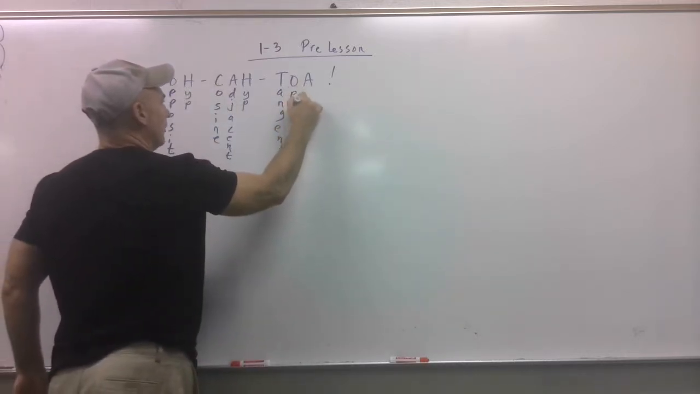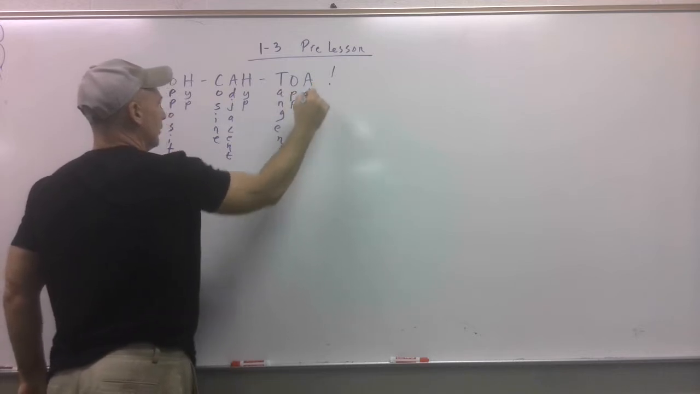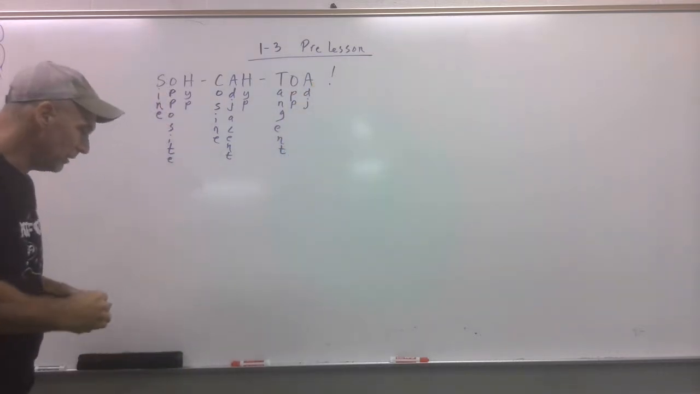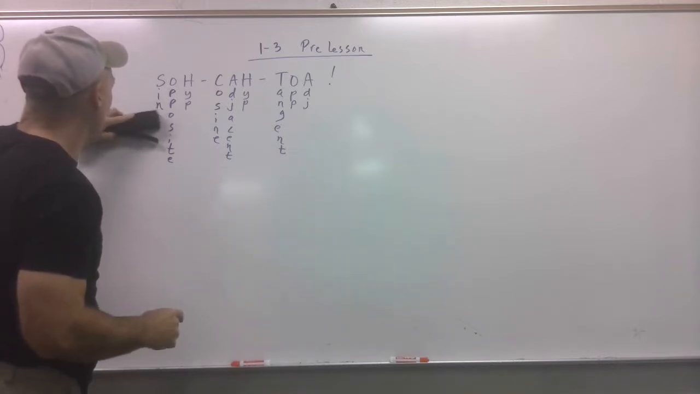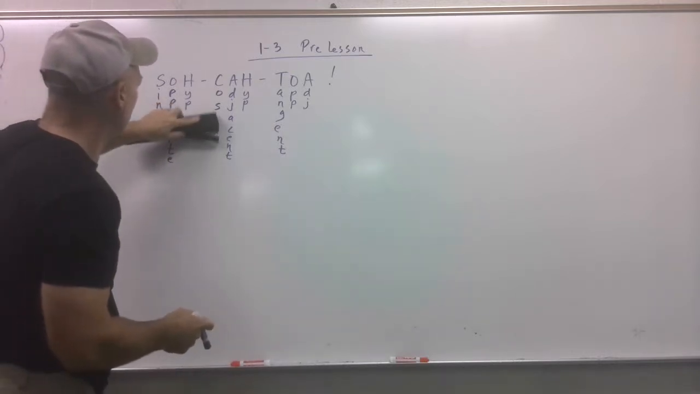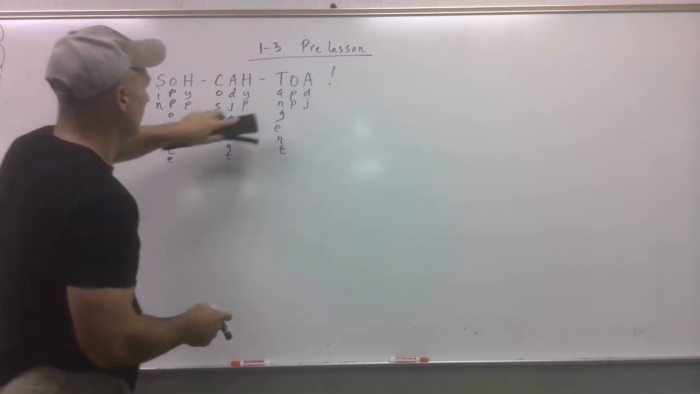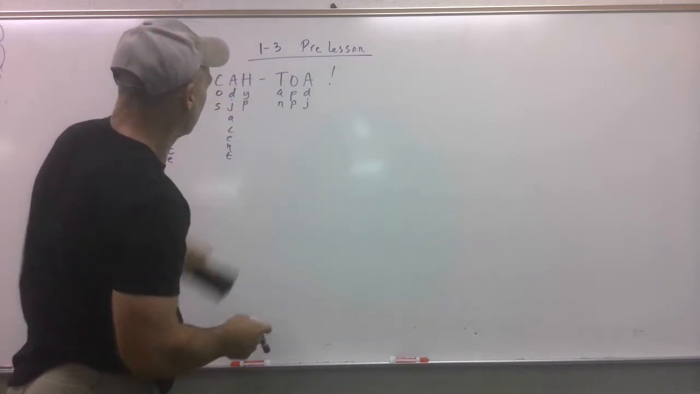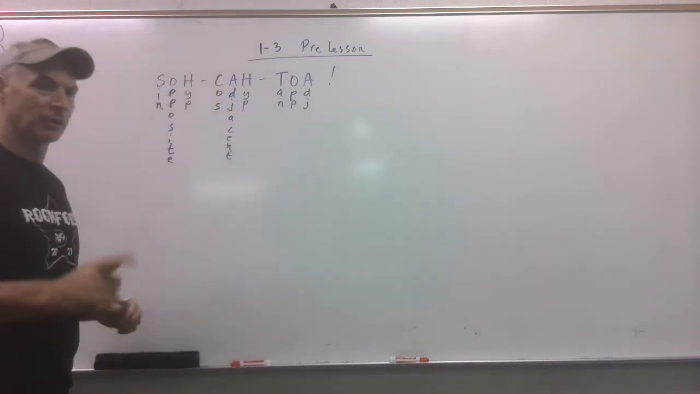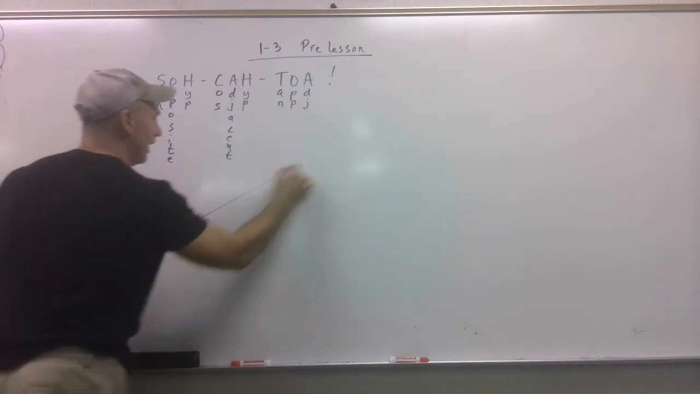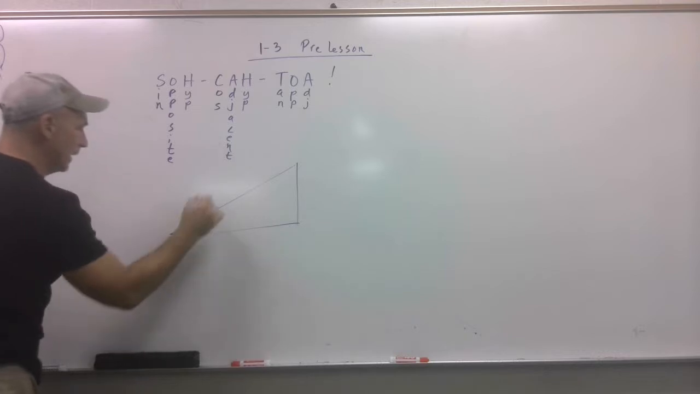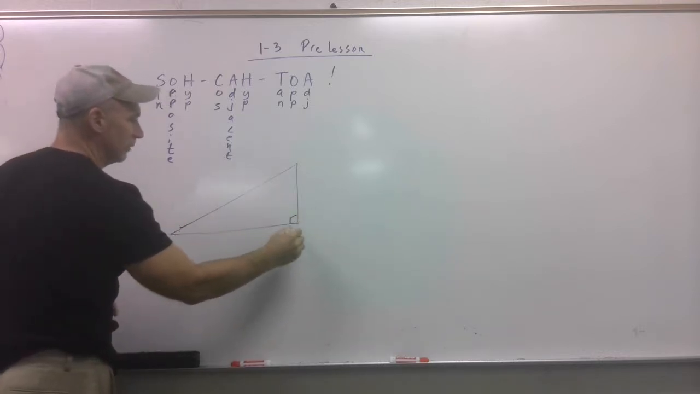tangent is opposite over the adjacent. I'm going to abbreviate. Now if you look at your calculator, they abbreviate sine to sin, cosine to cos, and tangent to tan. So get used to that. So how do we use this? Like I said, it only works for right triangles. So there's my right angle.